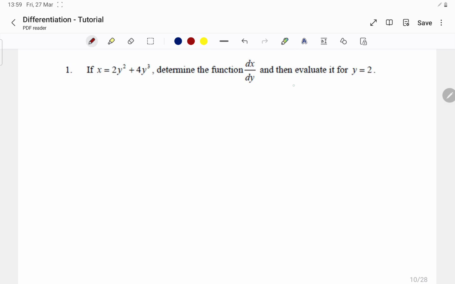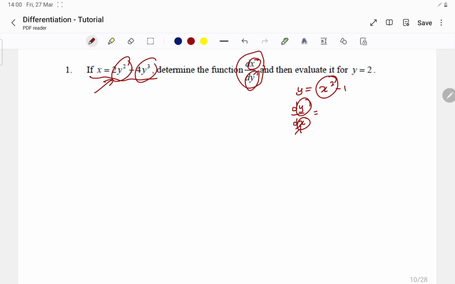So remember before this, when we have a function y and then let's say inside we have x squared minus 1, and then when we want to differentiate, we get dy over dx, right? Here we differentiate y with respect to x, so we differentiate the variable x inside the function. But then here, for this equation, we have x is equal to 2y squared plus 4y cubed, and we have to find dx dy. That means we have to differentiate x with respect to y. That means inside this function of x, we have to differentiate y here. Okay, and then evaluate it for y equal to 2.